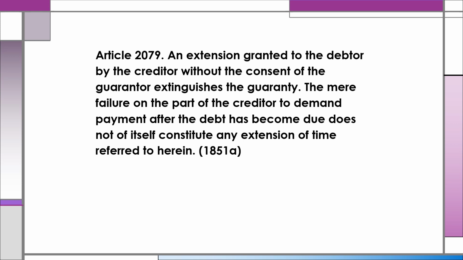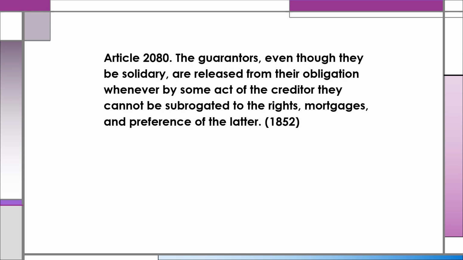That extension of time granted to the debtor without the consent of the guarantor will extinguish the contract of guarantee. So, released ang guarantor doon. Wala na siyang kinalaman. So, this is another way, aside from those that we discussed, of releasing the guarantor from his liability. Article 2080, the guarantors, even though they be solidary, are released from their obligation whenever by some act of the creditor they cannot be subrogated to the rights, mortgages, and preferences of the latter.